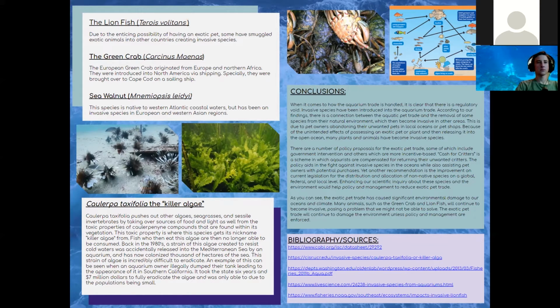This compound also affects other animal species, and if it doesn't kill them, it makes them unsuitable for consumption throughout the chain and for us. This algae was also found off the coast of California, and we spent millions of dollars in 6 years trying to eradicate this algae.